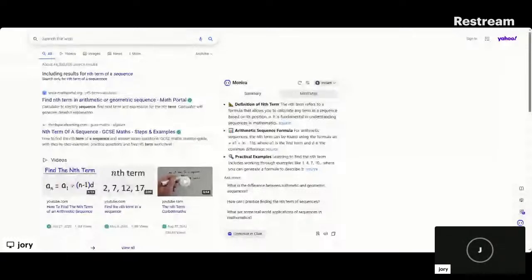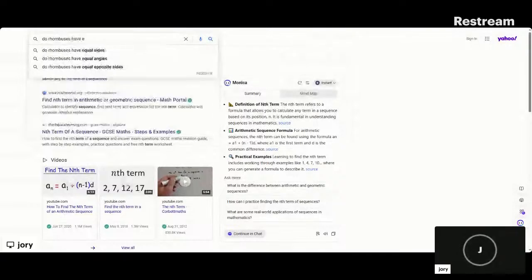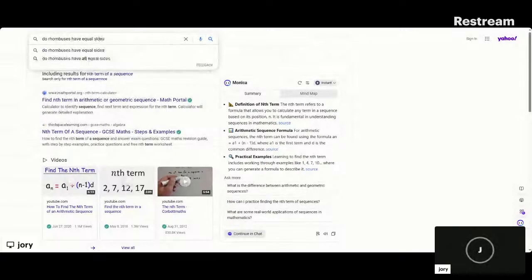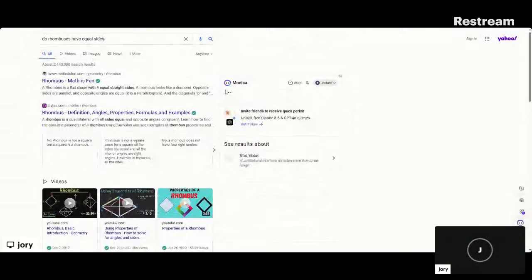Wait. Do rhombuses have equal sides? Yeah, 4 equal straight sides.